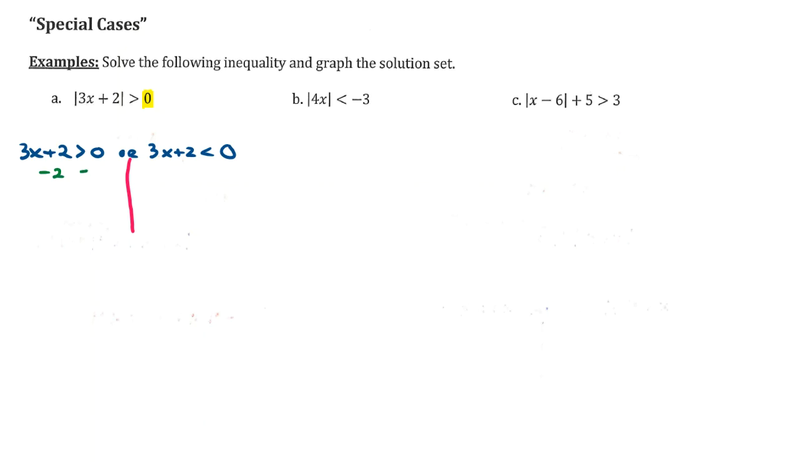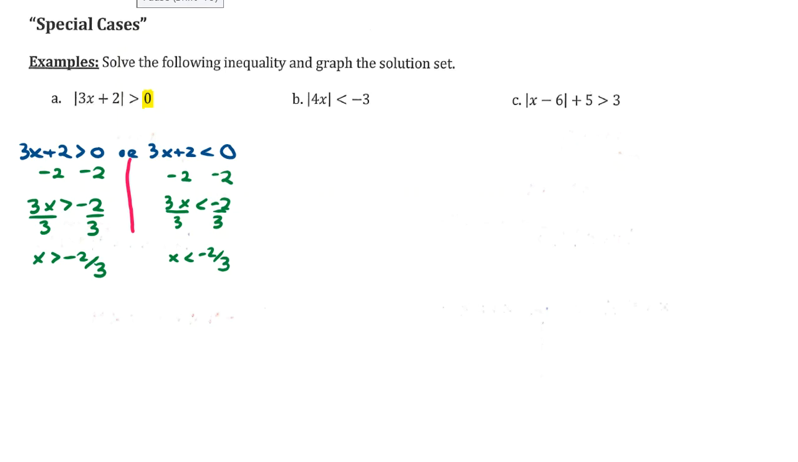So we'll subtract 2 from each side. We get 3x is greater than negative 2. Divide by 3. X is greater than negative 2/3. Similar steps with the second inequality. Let's subtract 2 from each side. We'll get 3x this time is less than negative 2. And upon dividing each side by 3, we get x is less than negative 2/3. So at this point, it's either x is greater than negative 2/3 or x is less than negative 2/3.